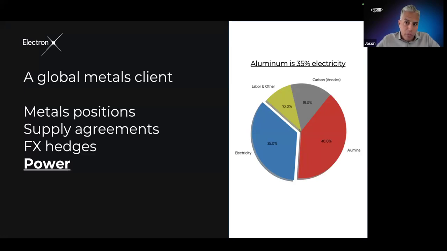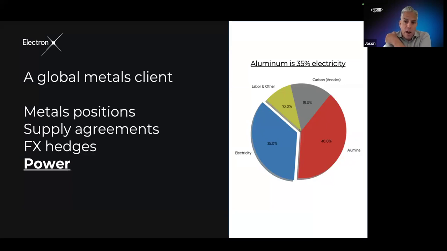One of them is a global metals client. They smelt aluminum, alloys, big giant industrial operation, facilities spread out geographically all over the place, lots of different electricity markets. On any given day, my client has billions in commodity exposure. They've got their metals positions, they've got all their various supply agreements, they have FX, and then they have power.